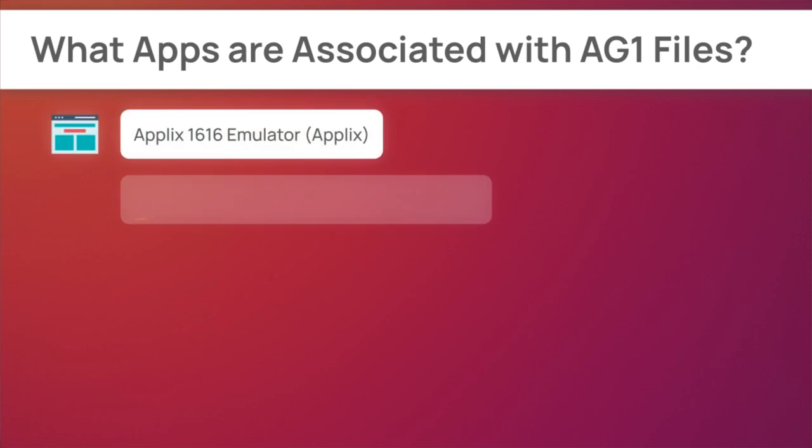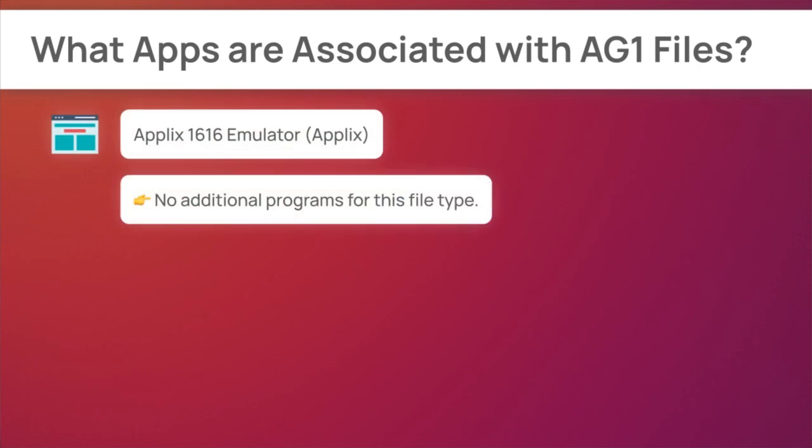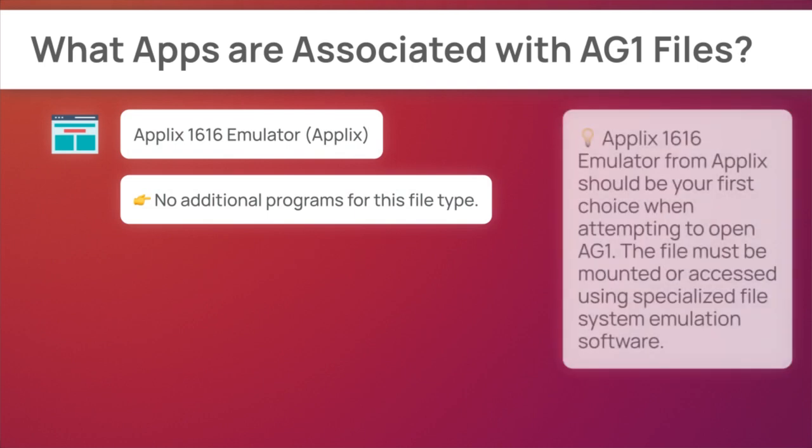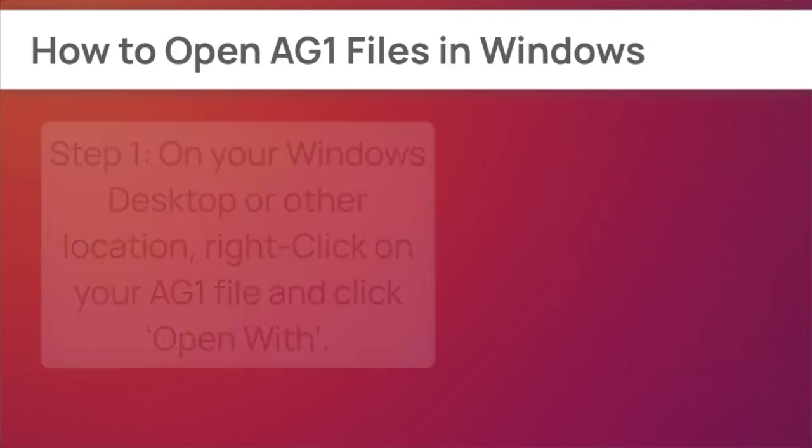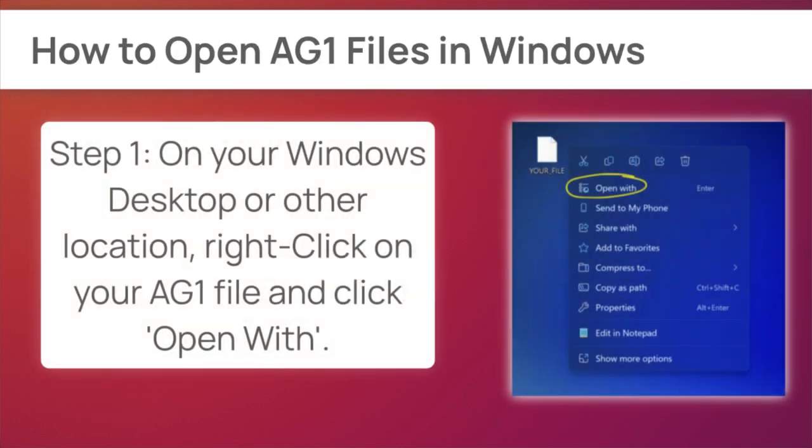To ensure best performance with AG1, always start with the Applix-1616 emulator from Applix. The file must be mounted or accessed using specialized file system emulation software. Windows cannot expose the internal file systems in an image, so third-party tools are needed. We are performing the initial software environment diagnostic.